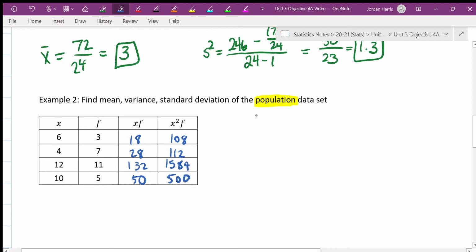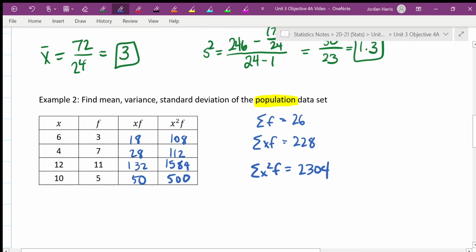Notice we're going to be dealing with larger numbers this time. But since you have a calculator, it should not matter. You can use your phone calculator if you need to. Okay, so get our 3 sums. Add up all the frequencies, 26. Add up all the data, which is x times f, 228. And then add up the squared values, 2304.